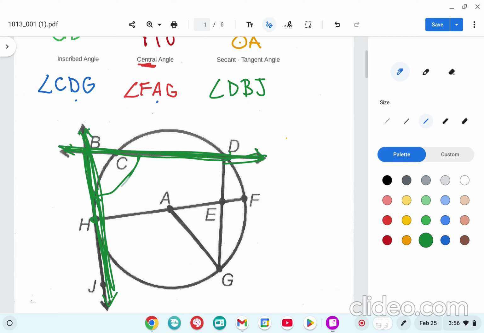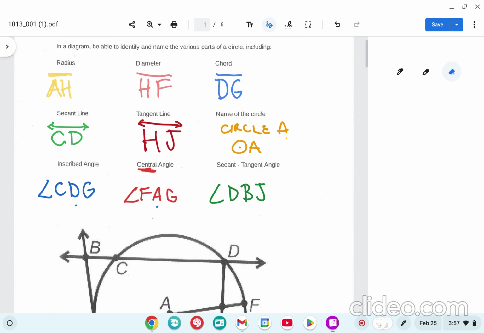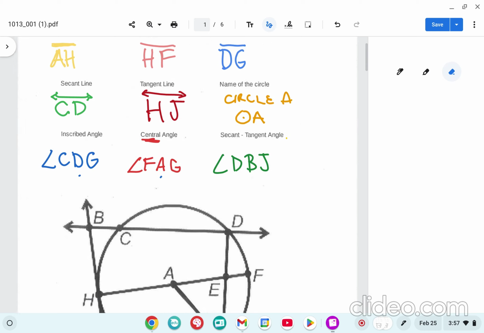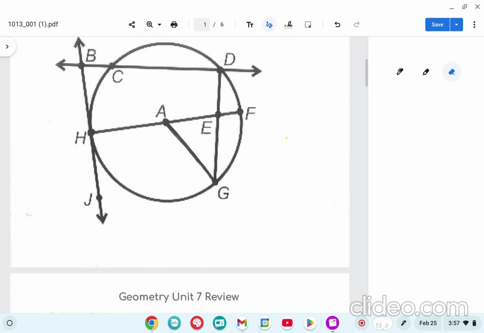All right. So, moving down to the next section. Sorry, give me just a second to get this down here.